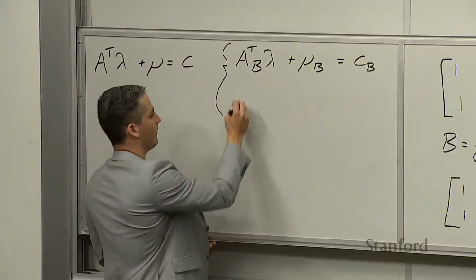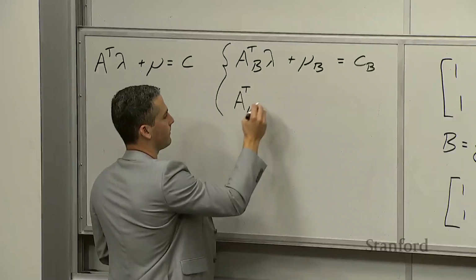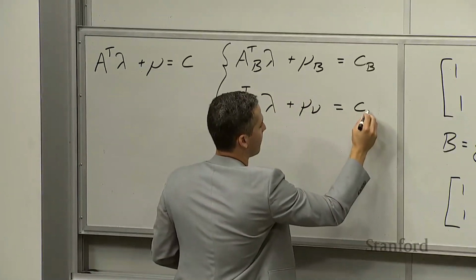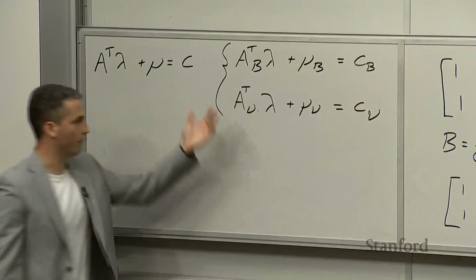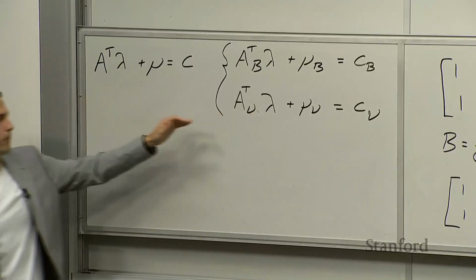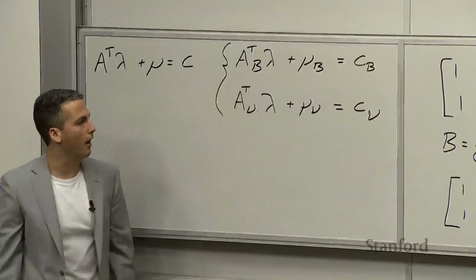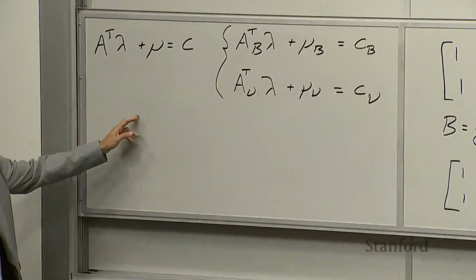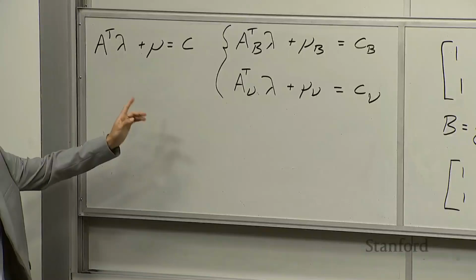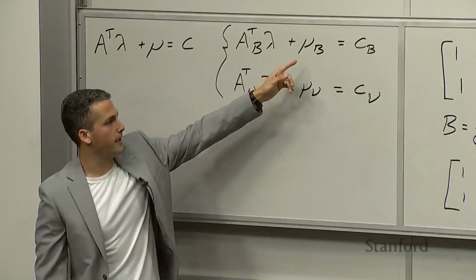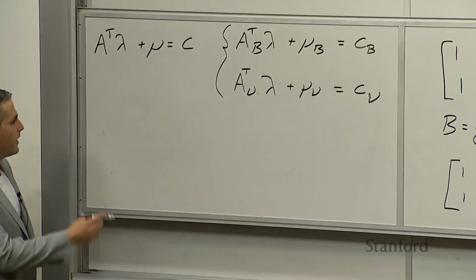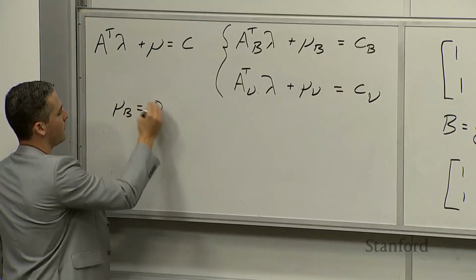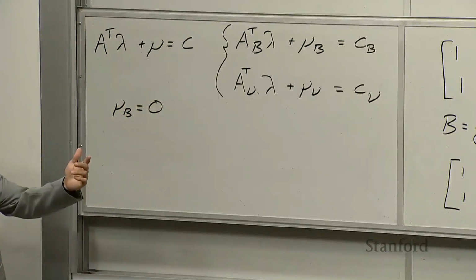We can do the same thing for the free variables. Okay, so nothing crazy here. We've just rewritten this in terms of the different components. So what we know now from complementary slackness is that mu b, for our basis here, we can choose it to be 0. So we have mu b equal to 0 from complementary slackness.